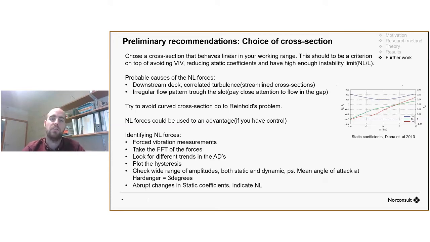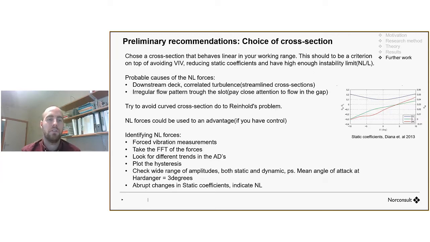In my opinion, we need to include whether the cross-section is linear or not in the criterion of choosing a cross-section. We have criteria of avoiding vortex-induced vibration, reducing the static coefficients, and having a high enough instability limit. But this should also be included, to try to keep the cross-section as linear as possible.